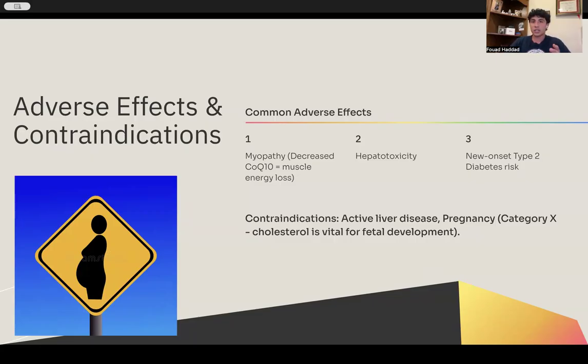So for contraindications, statins are strictly contraindicated in patients with active liver disease and pregnant patients. They are labeled as pregnancy category X because cholesterol is an absolute developmental requirement for fetal cell membrane construction.